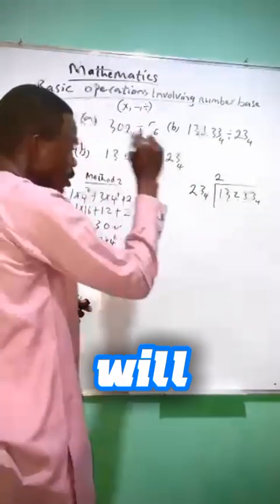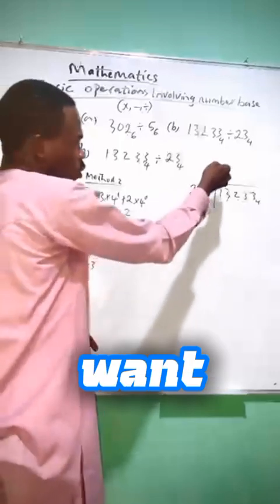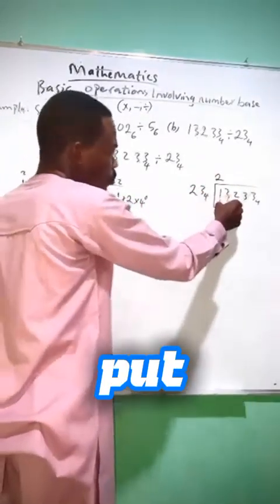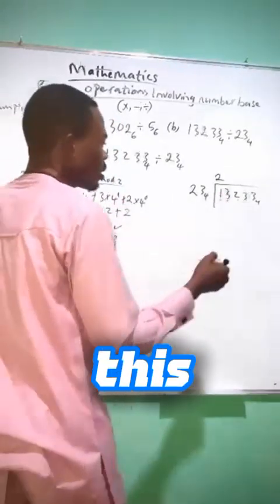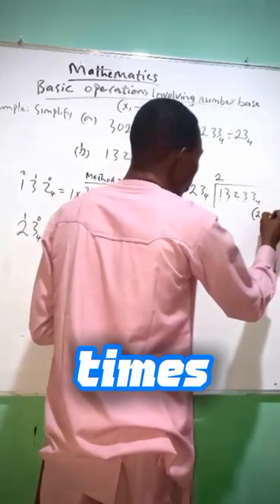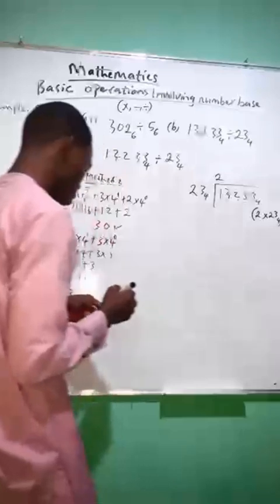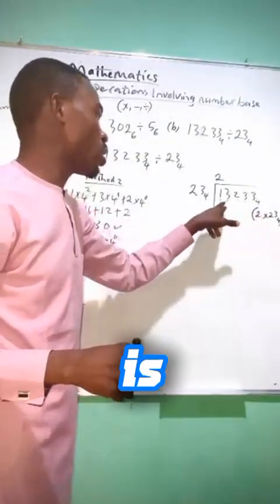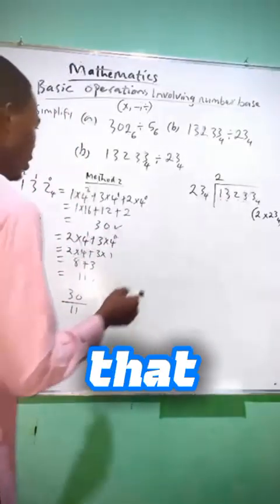Then I will need to multiply this. Remember, in our division method, once we have gotten the answer here, we multiply it here and put what we got before we subtract. That is our division. But in this case, we have to multiply 2 times 23 in base 4. So what I got from this multiplication is what I will put in this place. So let us do that.